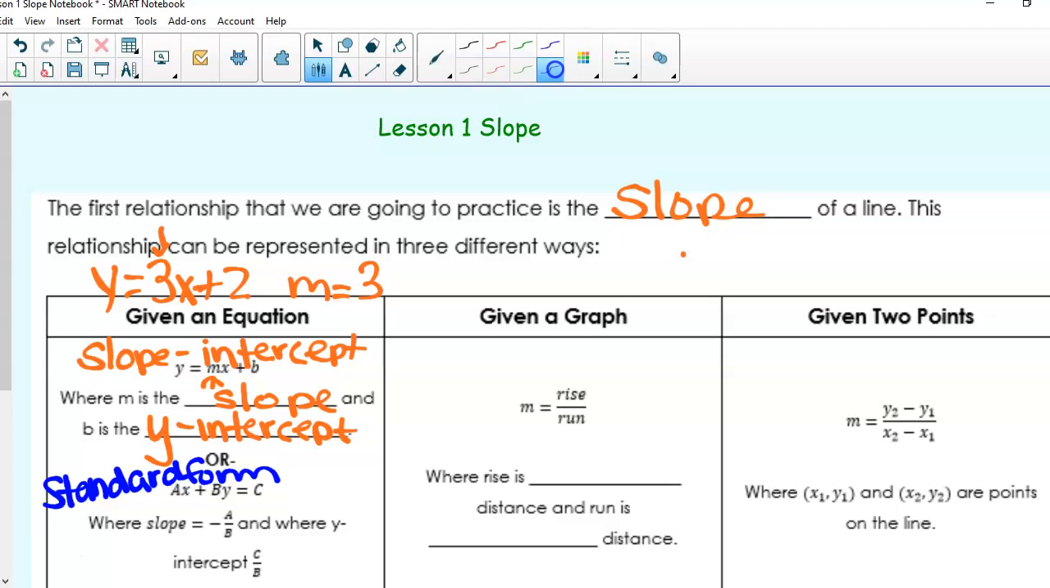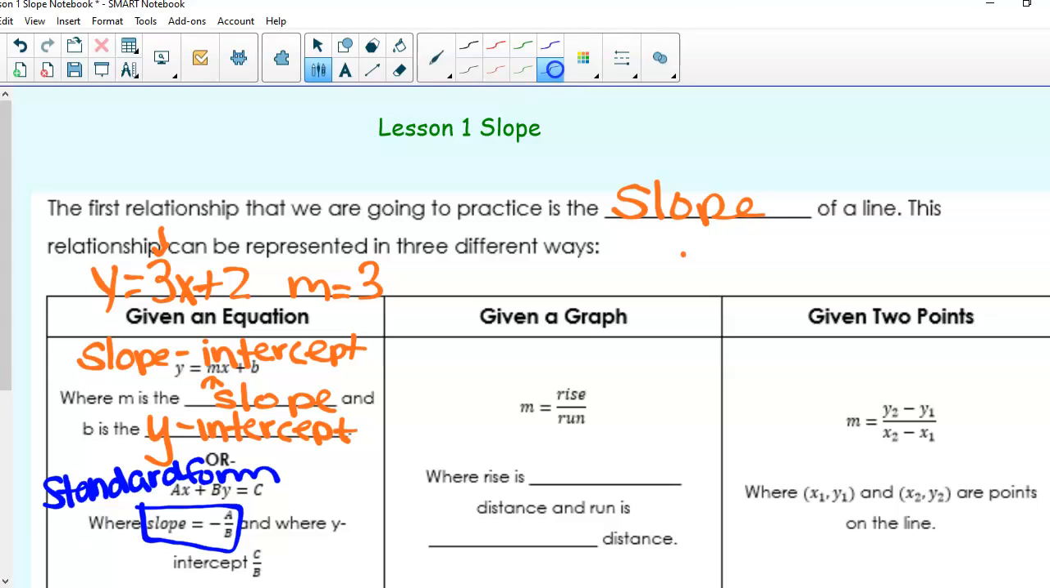Okay? We have ax plus by is equal to c. In this case, we can rearrange it so that it's in slope-intercept form by getting our x's and our constants on one side and our y all by itself on the left side, or we can use this formula right here and find the number in front of our x, which is a, and divide it by b and make it negative. So it's negative a divided by b.